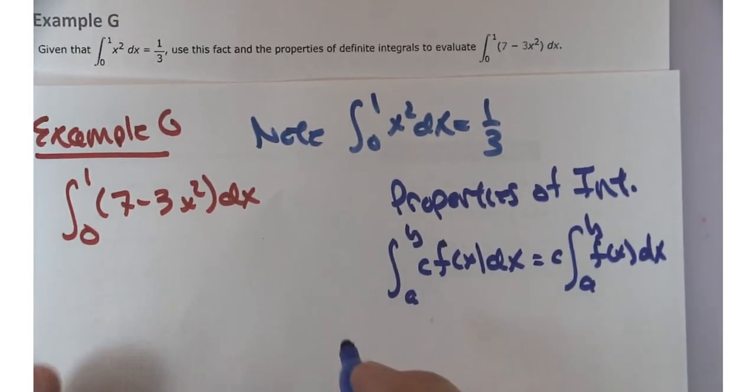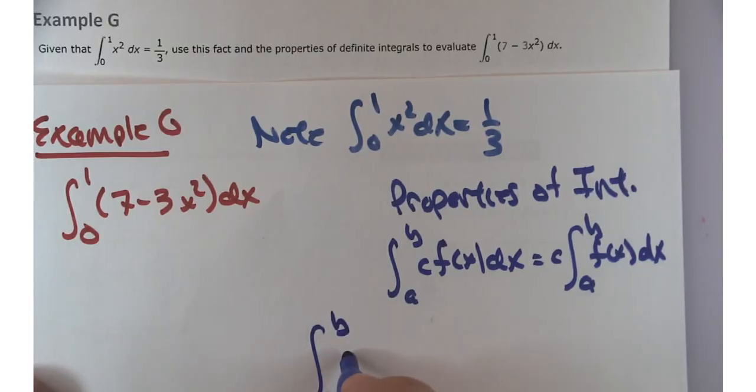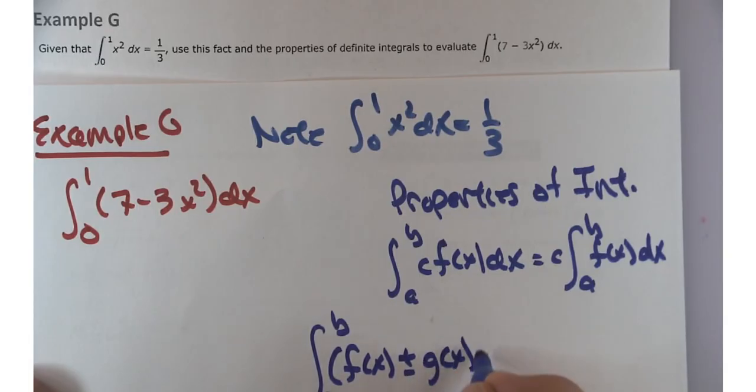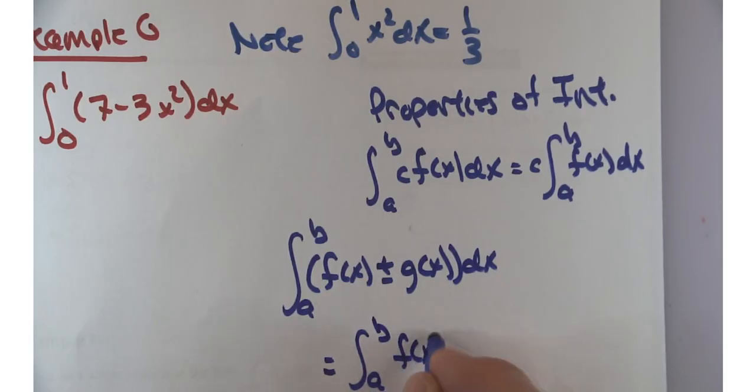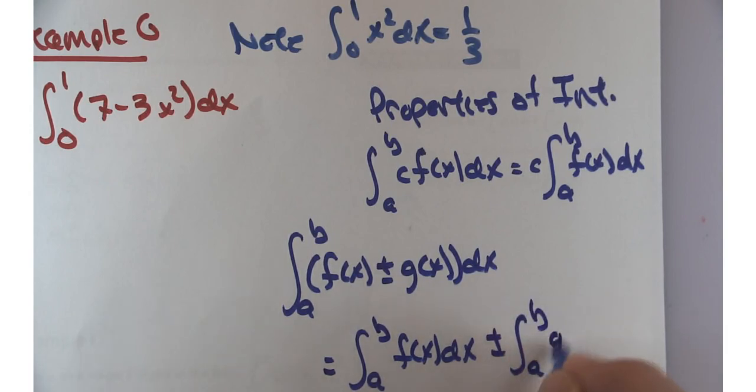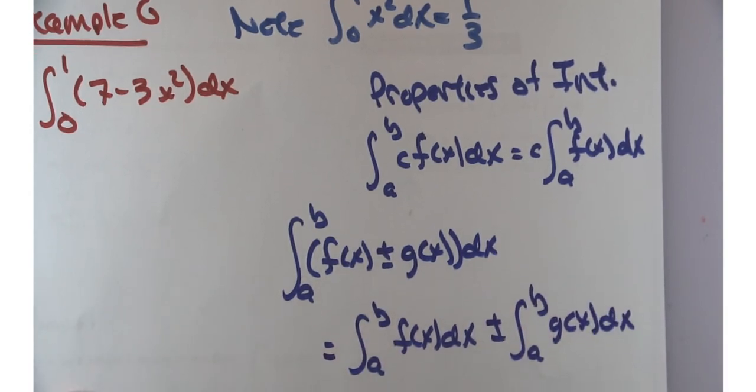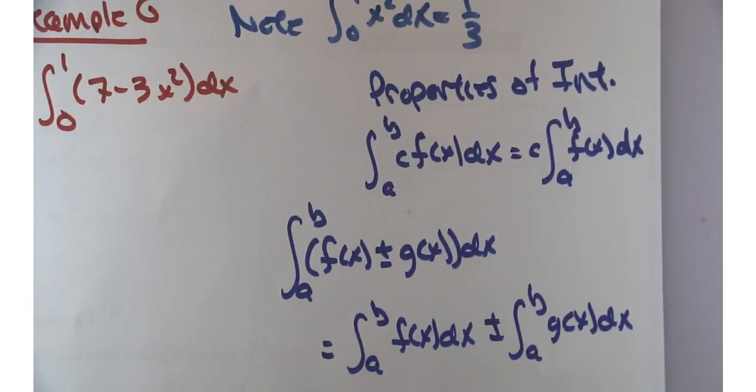Another property, again, these are some of the linearity properties of integrals, would be this one. The integral from a to b of f of x plus or minus g of x dx. You can split that up. You can rewrite that as the integral from a to b of f of x dx plus or minus the integral from a to b of g of x dx. So those are some nice properties that we're going to take advantage of. And they reflect the additive nature, the addition that you do with your Riemann sums to get some of these things.